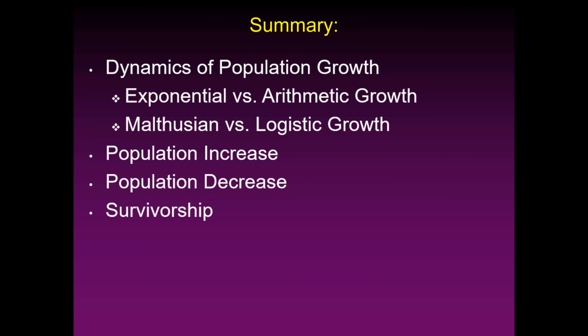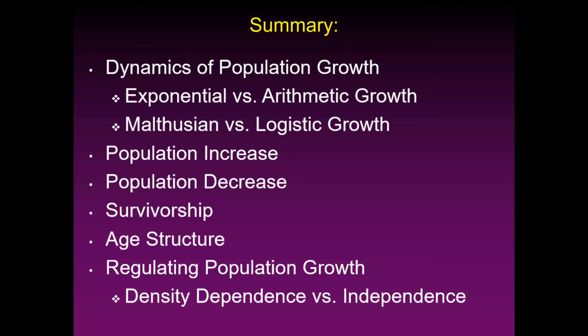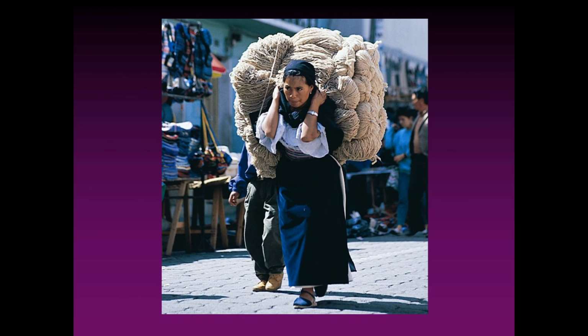Survivorship curves, 4 survivorship curves, 3 that you're going to see for the most part, and 1 that you'll almost never see. We get age structure, regulating population growth, like what out there regulates it, and then density dependent versus density independent factors. Told you this was going to be a very quick lesson.